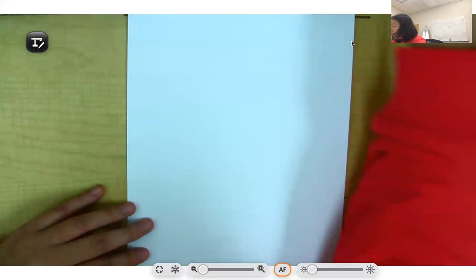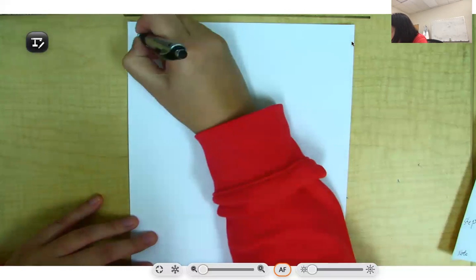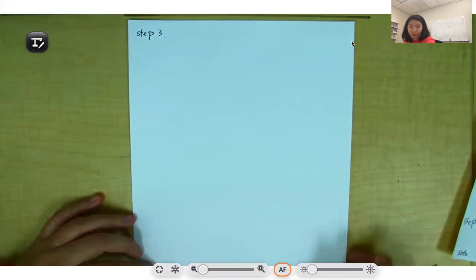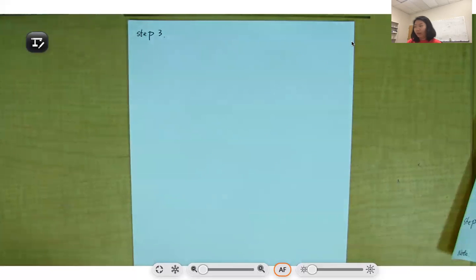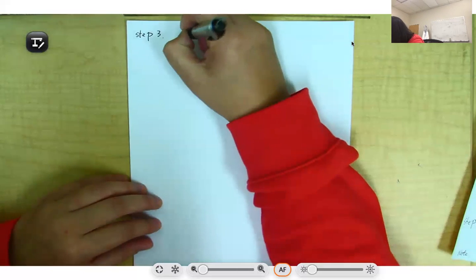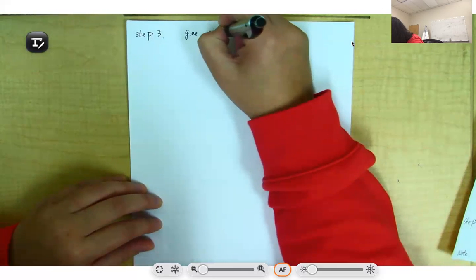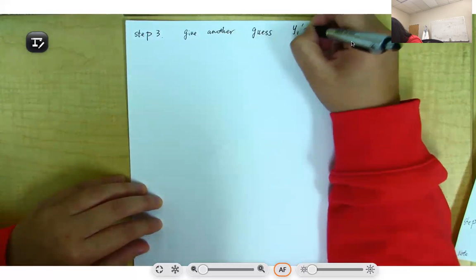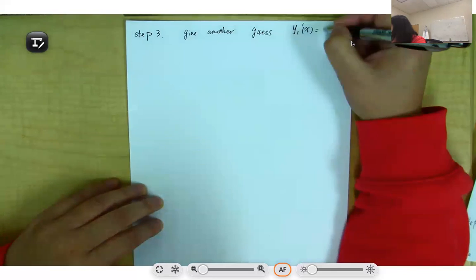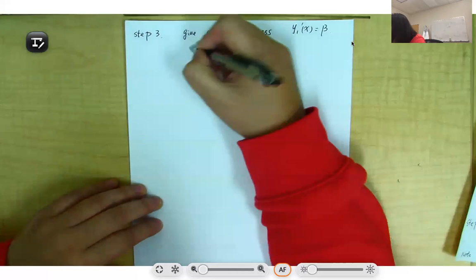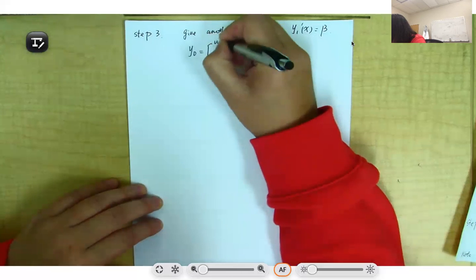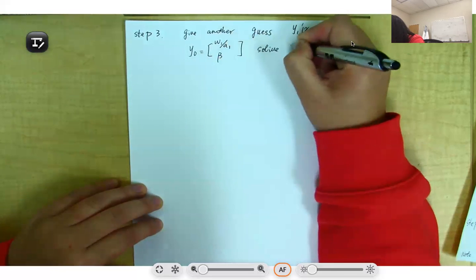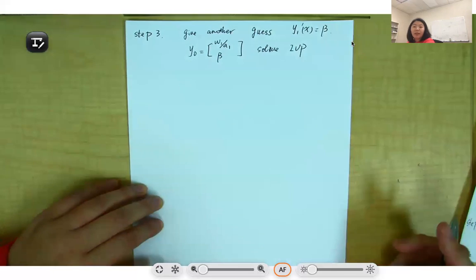So the next step is, if the first guess does not satisfy the boundary conditions, then you make another guess. So give another guess for y1 prime. Instead of equal to alpha, you give another value, beta. Okay, then your initial value becomes w1 over a1, beta, and solve the IVP.